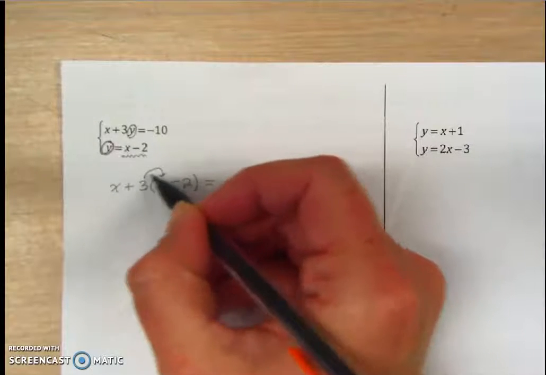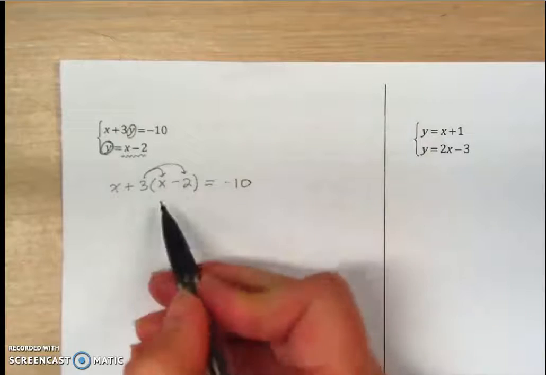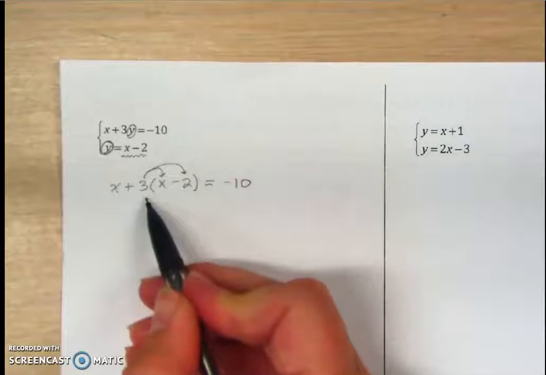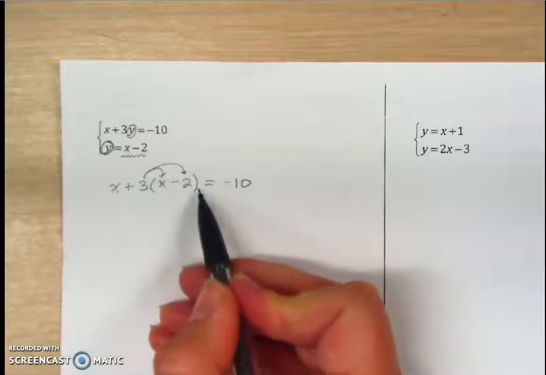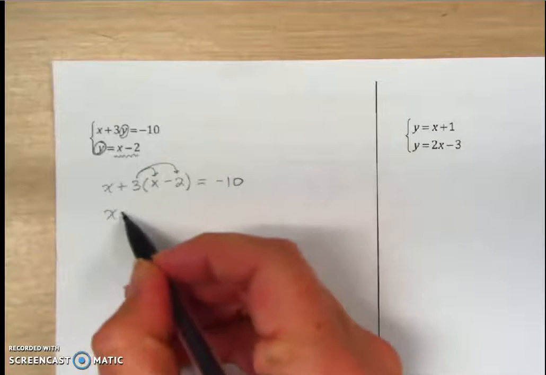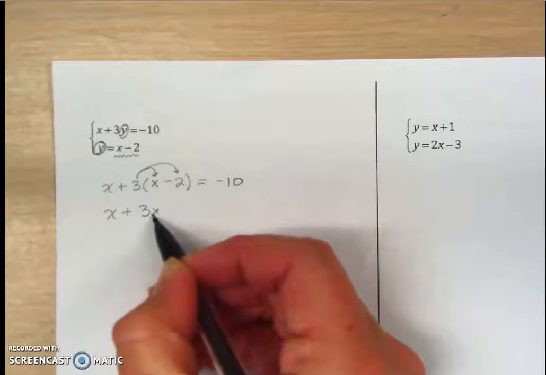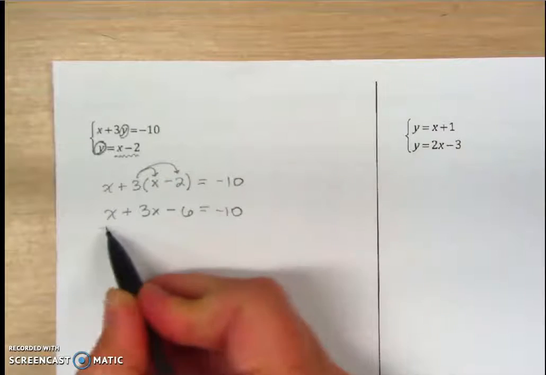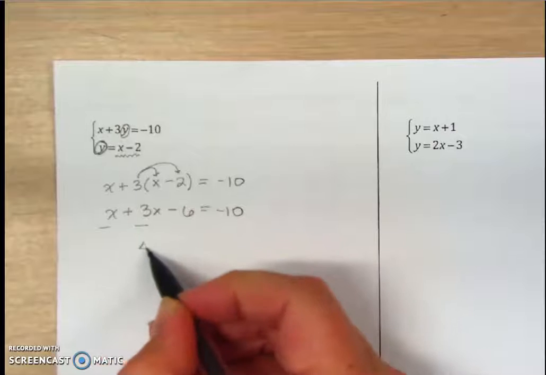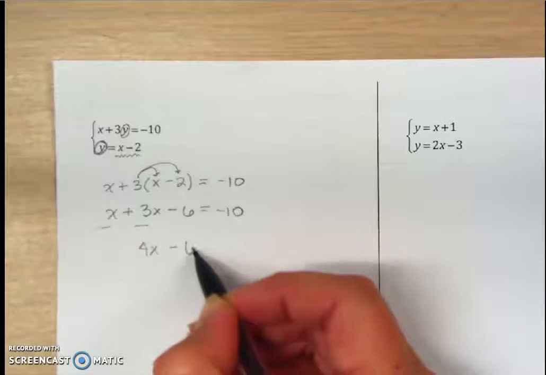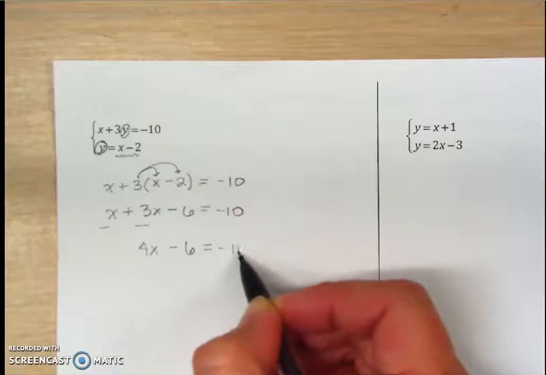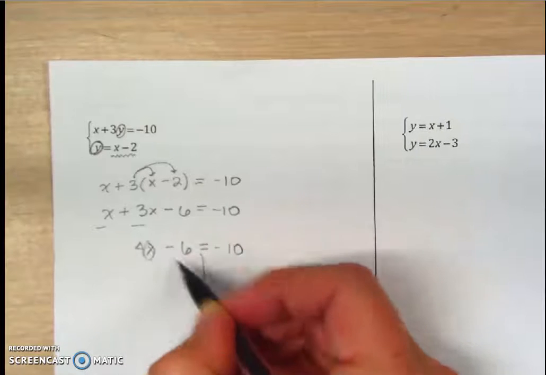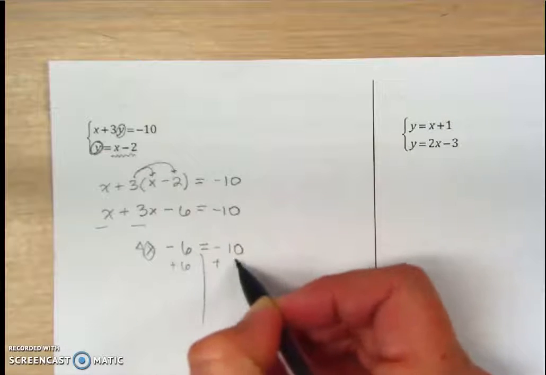Remember, this means to distribute whenever you have a whole group being multiplied by a number. You've got to multiply everything in that group. So this is going to be x plus 3x minus 6 equals negative 10. X plus 3x is 4x minus 6 equals negative 10. Remember all this from Unit A. We've done this a long time ago.